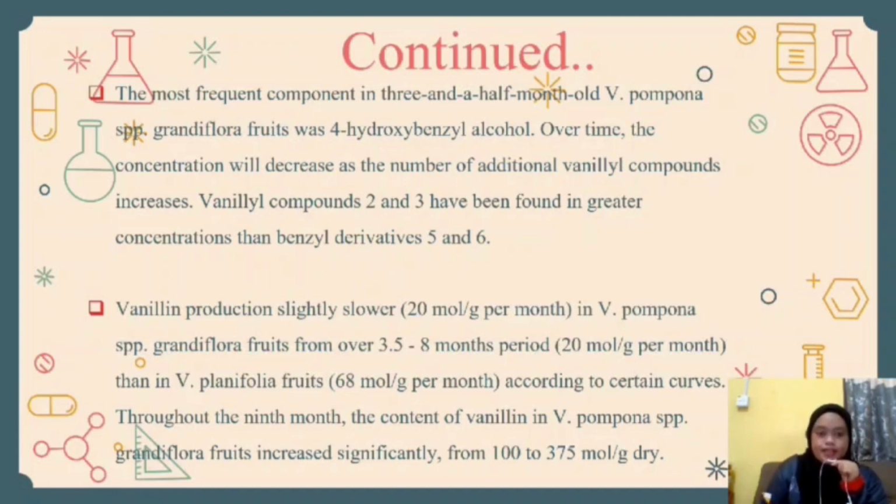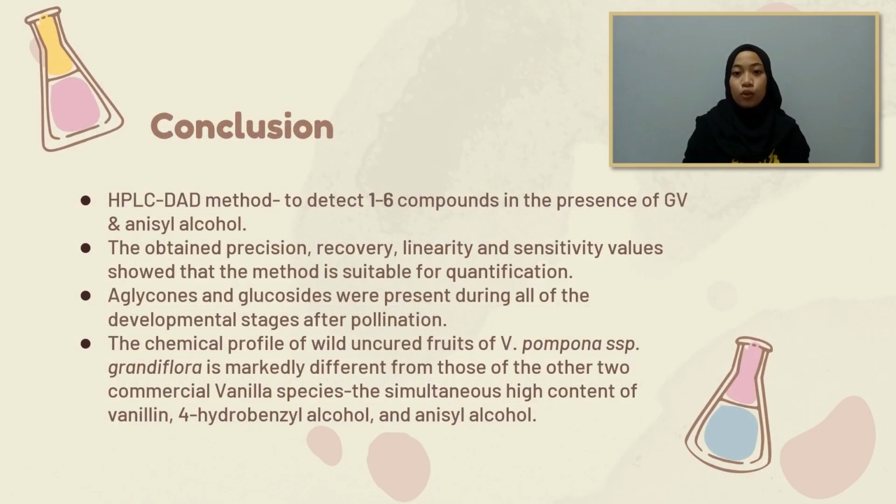Throughout the 9 months, the content of vanillin in V. grandiflora fruits increases significantly from 100 to 375 µg per gram dry weight. In conclusion, a high-performance liquid chromatography diode array detection method was used to detect compounds 1 to 6 in the presence of GV and N-acyl alcohol in developing fruits of V. grandiflora from the Peruvian Amazon.